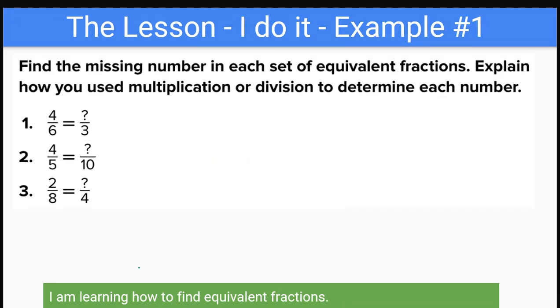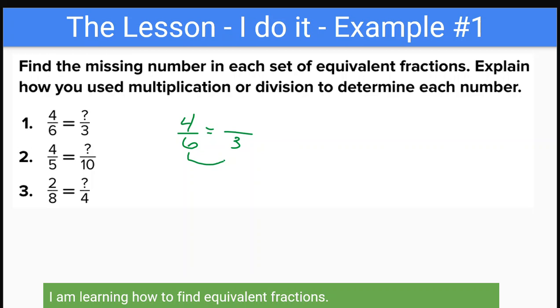Let's take a look at another one right here. Find the missing number in each set of equivalent fractions. Explain how you used multiplication or division to do it. All right. The first one right here is 4/6 equals something over 3. Now, you could use multiplication if you went this way, or you could use division if you went this direction. Let's use division.